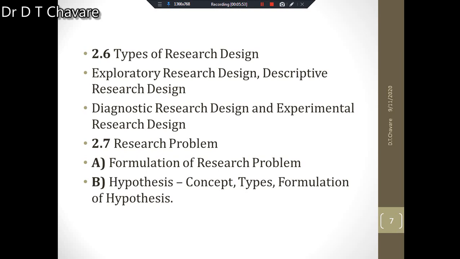These four types of research designs are included in your syllabus. Then research problem, this is also included in the syllabus. In this point you have to understand how a research problem is formulated, that is, formulation of research problem. And the second point is hypothesis. In this you have to study the concept of hypothesis, types of hypothesis and formulation of hypothesis. How a hypothesis is formulated is also included in this point.